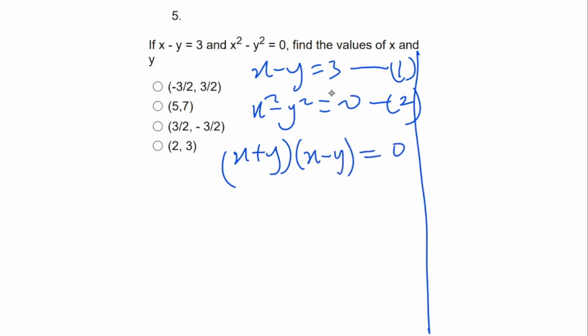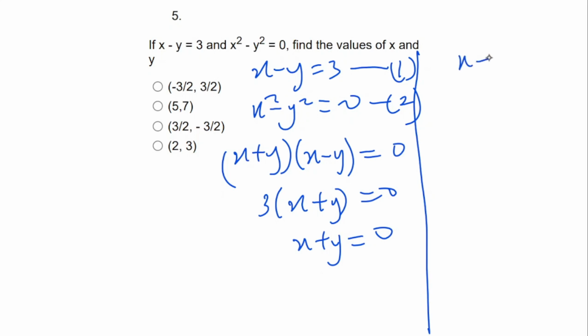And x minus y is 3. That's going to be 3 into x plus y equals 0. Therefore, that means x plus y equals 0. That's what it means. So we can then bring this together. x plus y equals 0. Then x minus y equals 3. So this is what we are going to solve now.